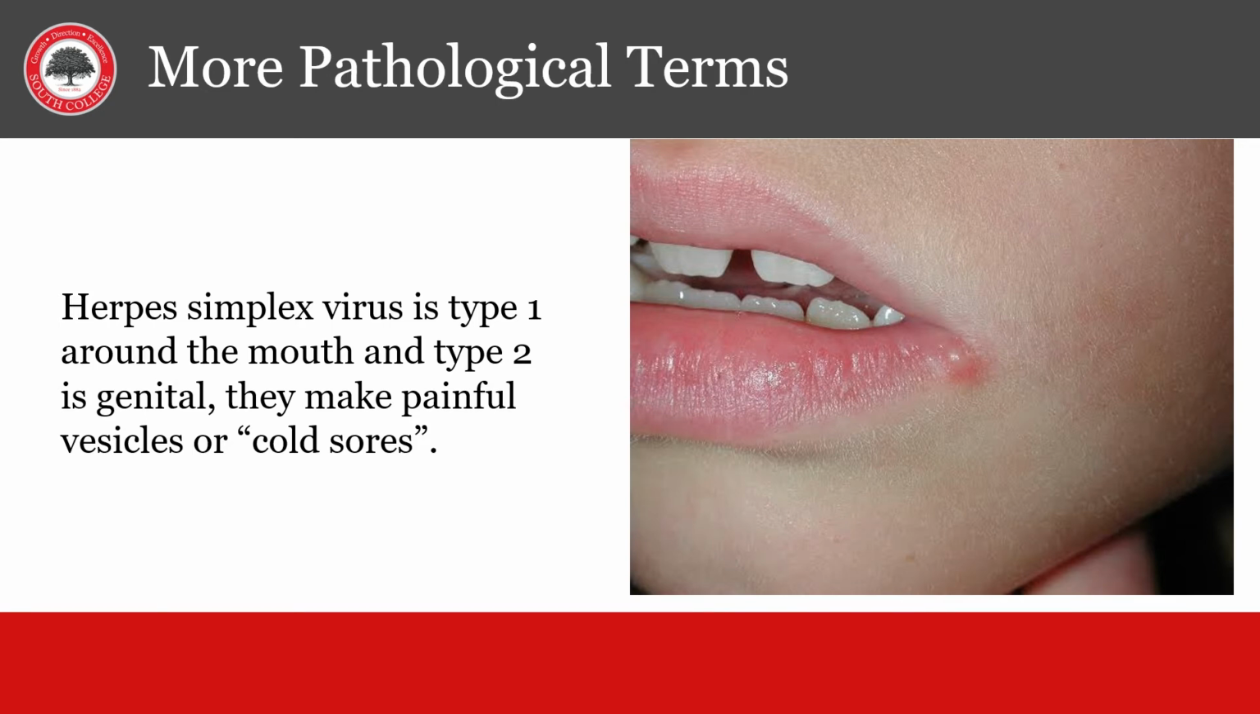Herpes simplex virus causes cold sores, and the type depends on where they're at. Type 1 is around the mouth, type 2 near the genitals.